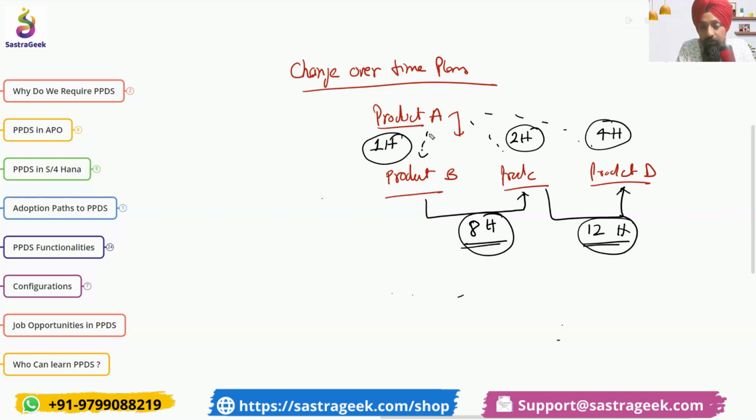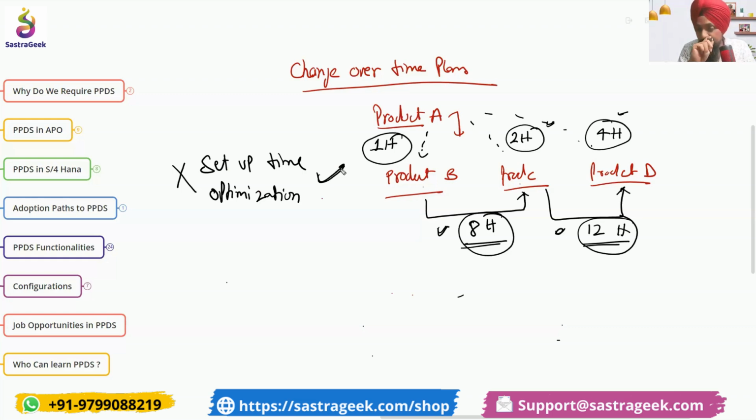If you are producing first product A, then B, then C, then D, then huge timings in between can be taken for the setup. So you need to take care of that. This setup time needs to be considered for the planning or detailed scheduling, so that I can have my setup time optimization. The setup time optimization MRP cannot do, PPDS can do. Preventive maintenance: if a machine is under preventive maintenance, MRP cannot consider that its capacity is not available, PPDS can do it.